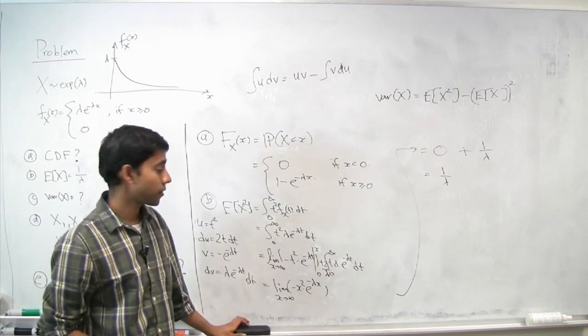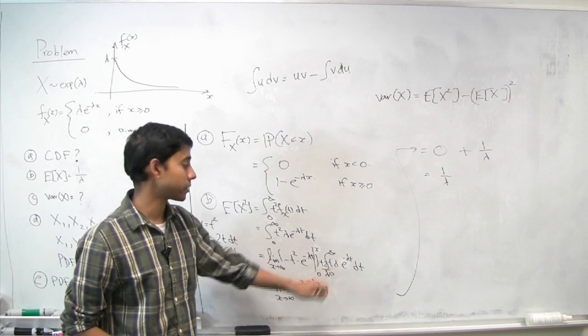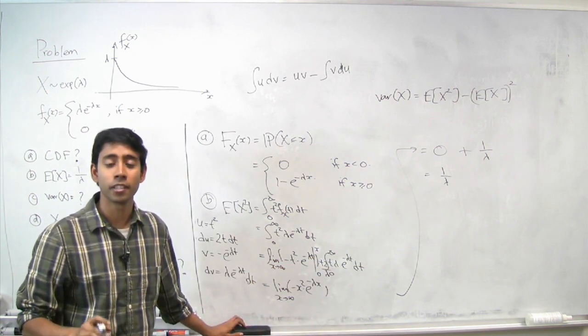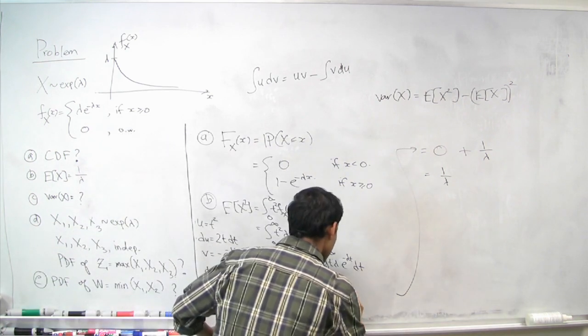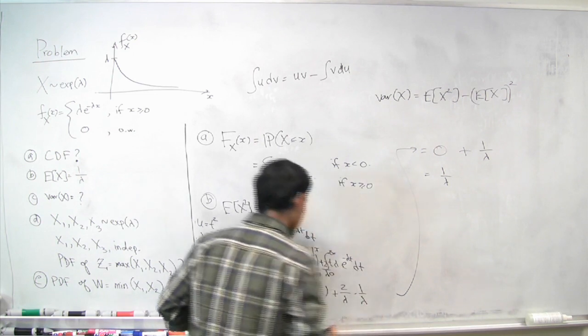Okay? Now, look at that integral, 0 to infinity, t times lambda e to the minus lambda t dt. Exactly the expectation that we computed. We already did that. That is just 1 over lambda, so it's 2 over lambda times 1 over lambda.